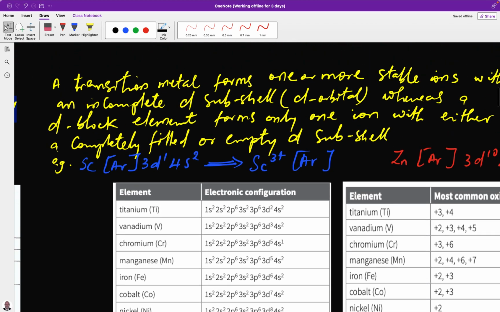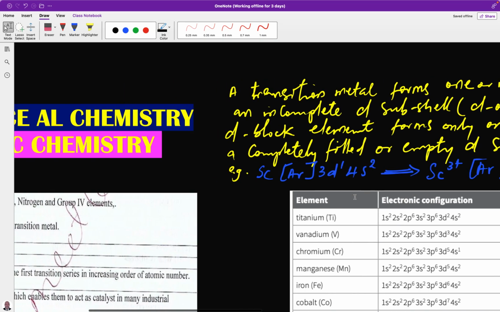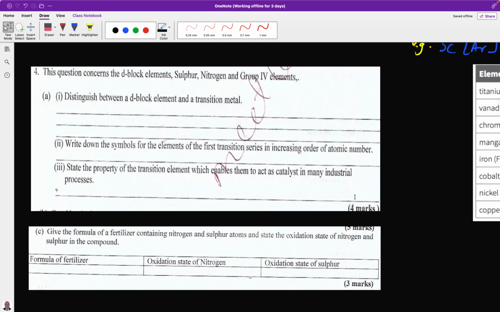So that is why I have given you this. They will form one or more stable ion with an incomplete d subshell. Either you call it d subshell or call it d orbital. Incomplete d subshell, whereas d block elements form only one ion with either a completely filled or empty d subshell. Example, you can say scandium and zinc are d block elements. Yeah, and if you did that, you will have, I think it's about 2 mark or 1 mark.